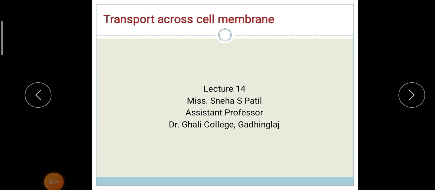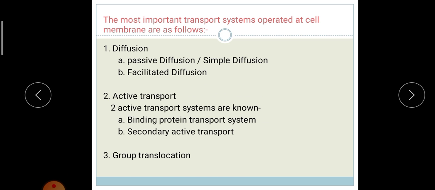Good morning, students. Before going to the vacation, we have seen the structure in detail of the cell membrane, which is also known as the plasma membrane. In today's lecture after the vacation, we are starting with the next point, that is transport across cell membrane.